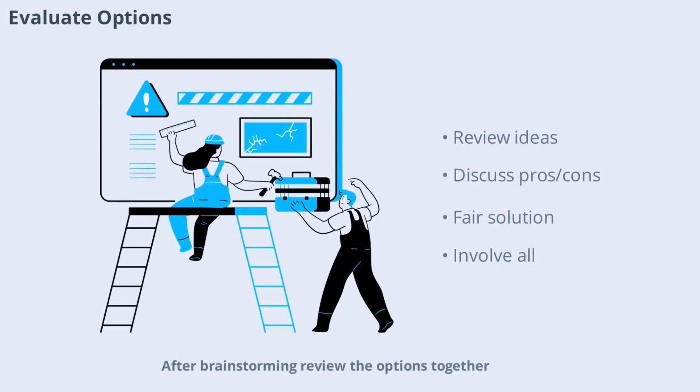After brainstorming, review the options together. Discuss the pros and cons of each idea and consider how well they meet everyone's needs. This step helps you narrow down the choices and select the most effective and fair solution. It's important to involve everyone in this process to ensure commitment to the outcome.